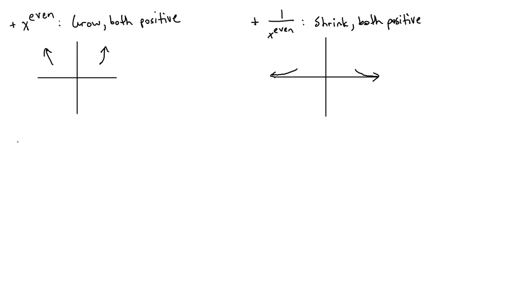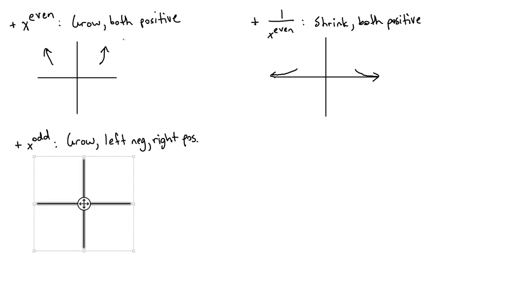If I have a positive coefficient times x to an odd power, well, because I'm not dividing, both of my ends will grow. But since it's an odd power, the left end is negative and the right end is positive. But they're both going to grow. So let's see what that looks like. I need to grow in the negative direction on the left end. So that means I'm going to do this. And I need to grow in the positive direction on the right end. That's going to do this.